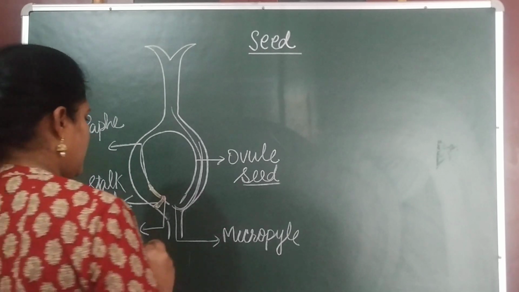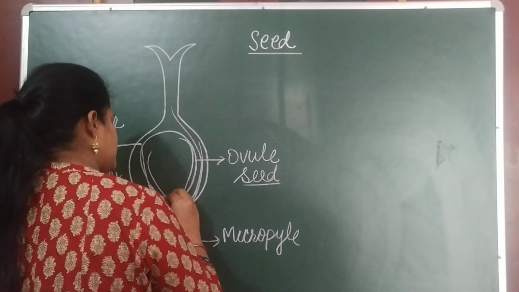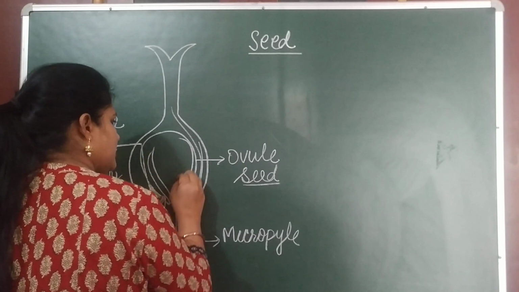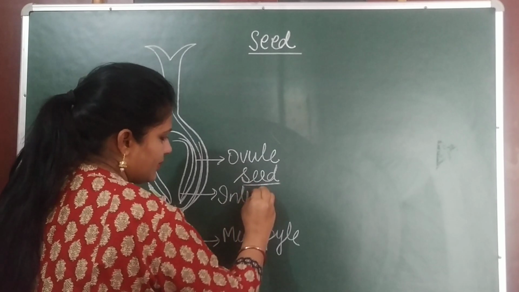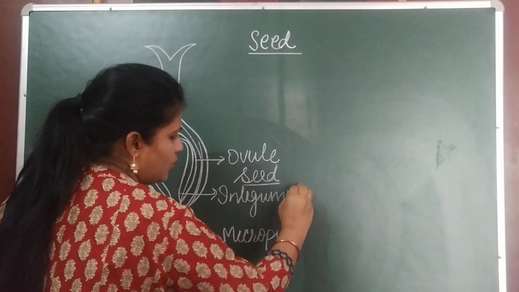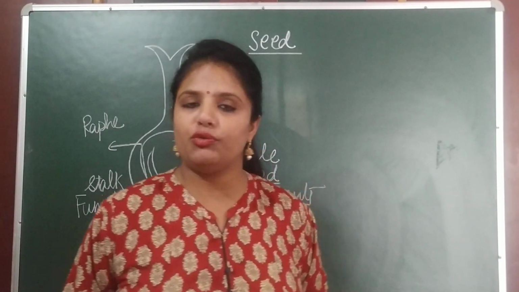Now let's understand that these are integuments. These are integuments which are going to convert into a fruit wall or seed coat.